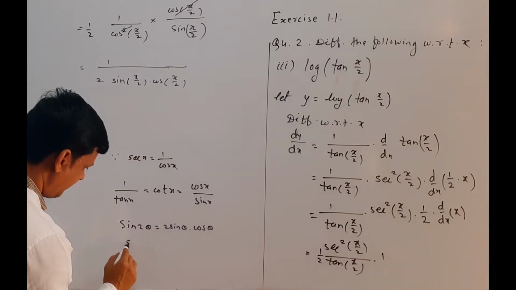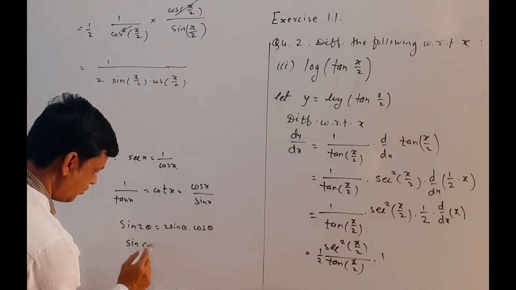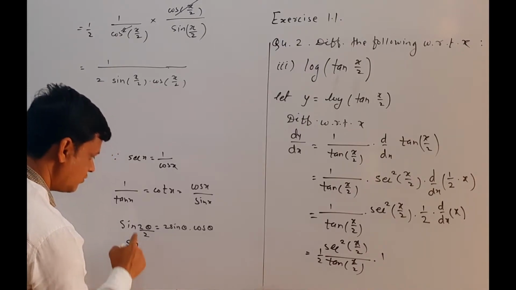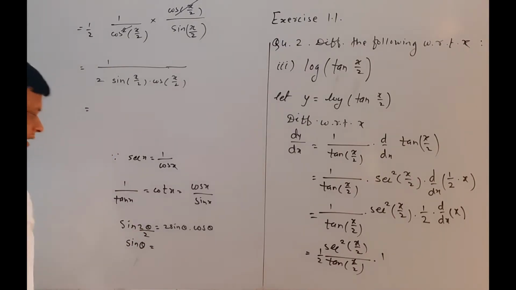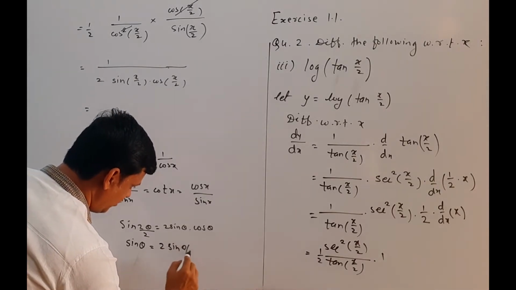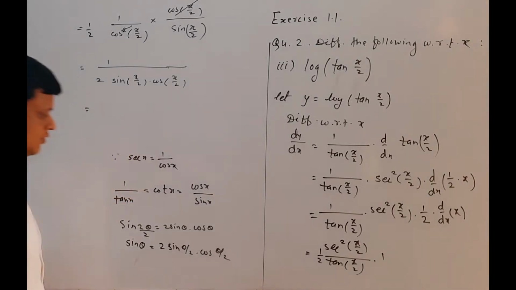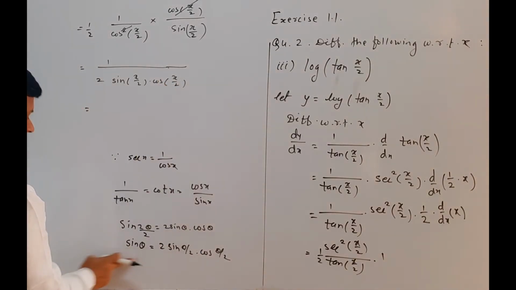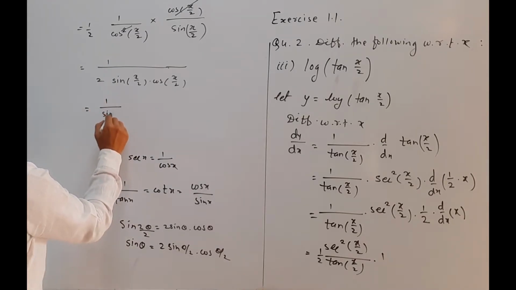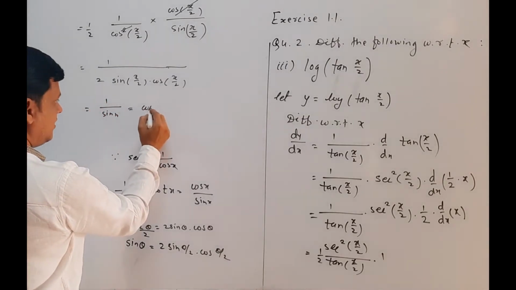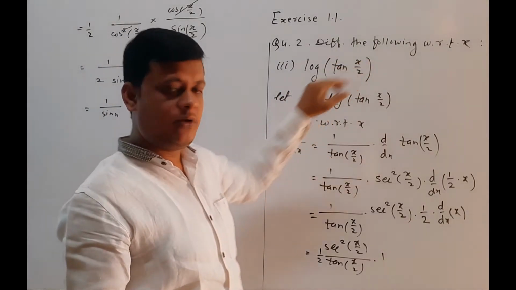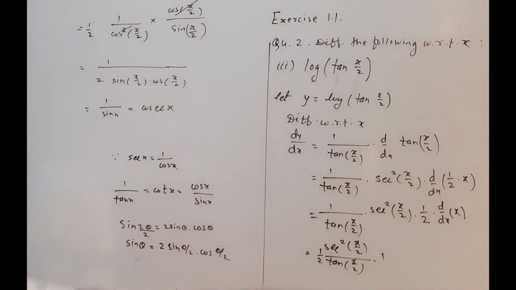So from this we can write sin theta is equal to, or you can write sin x is equal to, if we divide each term by 2, so these two get cancelled, we get sin theta equals 2 sin theta by 2 into cos theta by 2. So we use this concept. In place of theta we have value x, so we write this as sin x. So we write 1 upon sin x, and 1 upon sin x is cosec x. So here we write the derivative of log of tan x by 2 as cosec x.